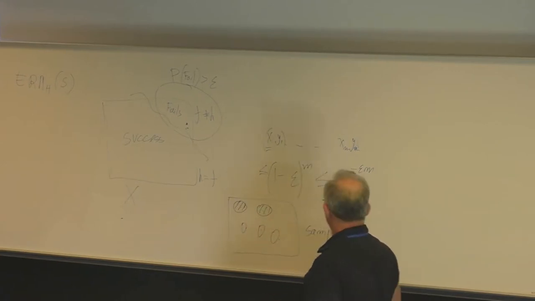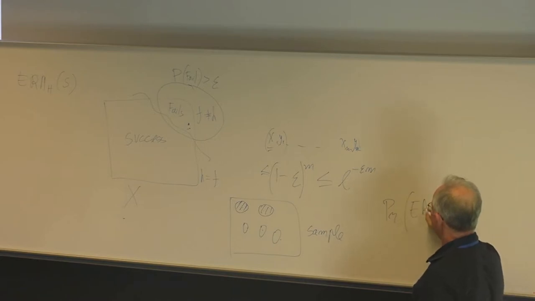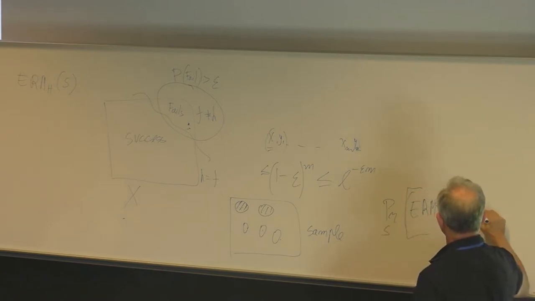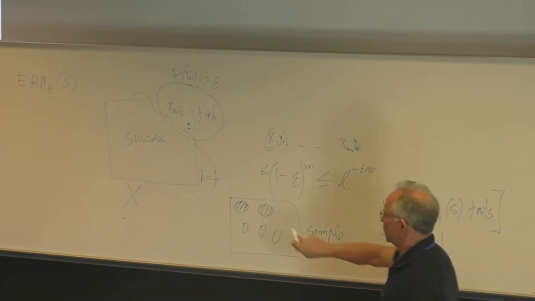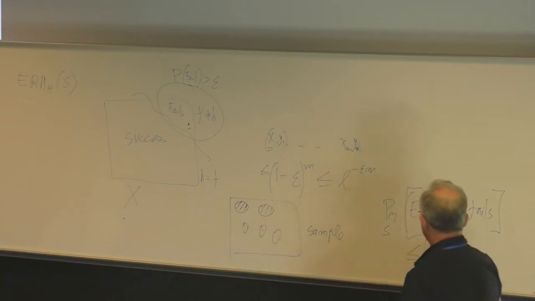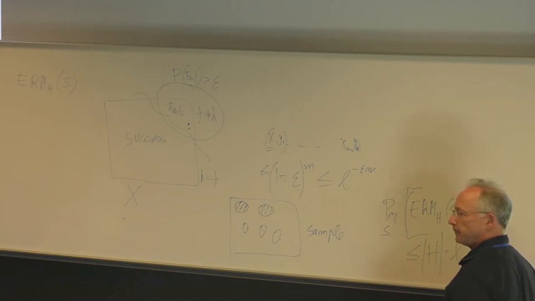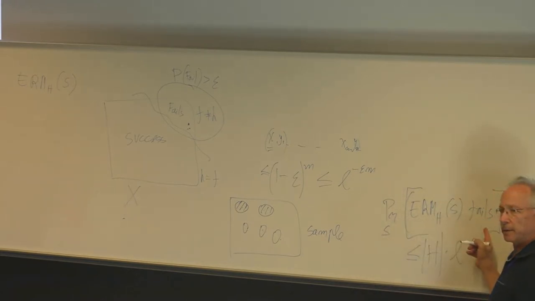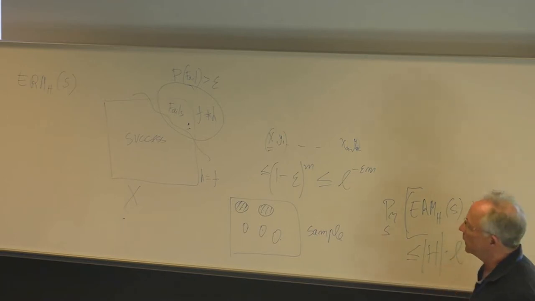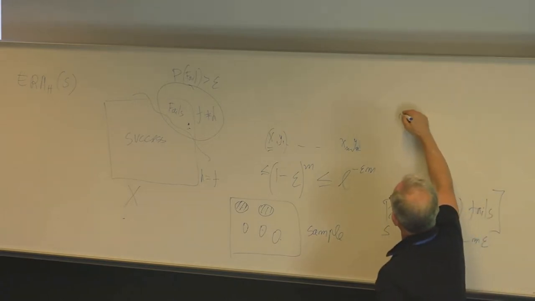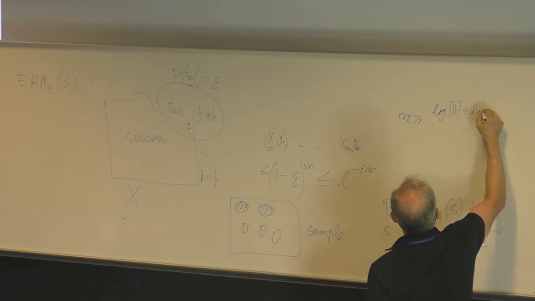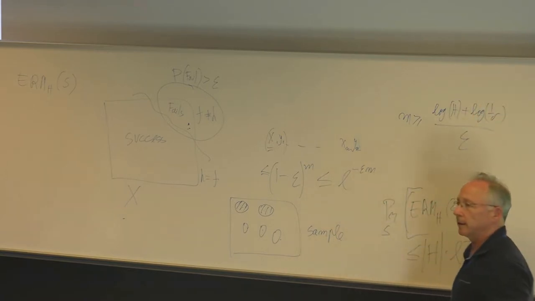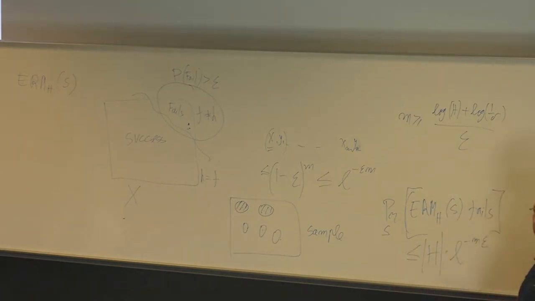So we get that the probability, when you pick S, that ERM_H over S fails, fails meaning a mistake bigger than epsilon, is at most the size of H, because we take this probability plus this probability plus this probability, times e to the minus m epsilon. So now we get this probability is very small, and if you want this to be smaller than delta, we get that if m is bigger than log |H| plus log 1 over delta, divided by epsilon, we can guarantee that with probability greater than 1 minus delta, we will not make an error.